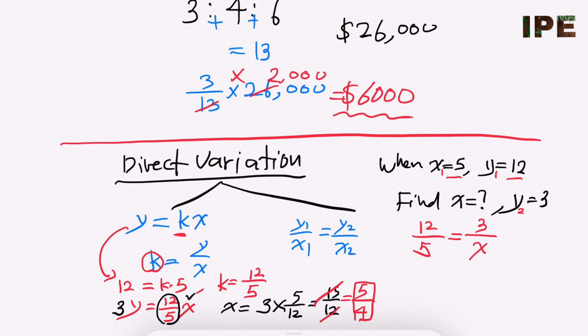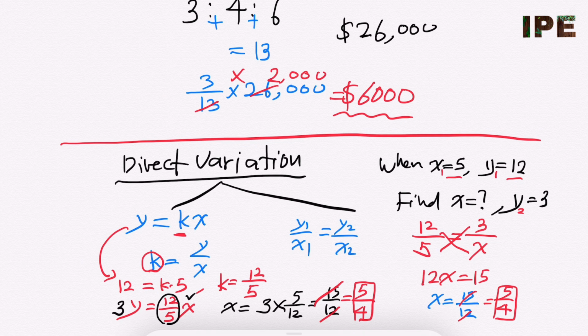So just do cross multiplying. 12 times x equals 15. So what is x equals? 15 over 12, which is 5 over 4. So I found the same answer. Okay, let's go to the next.